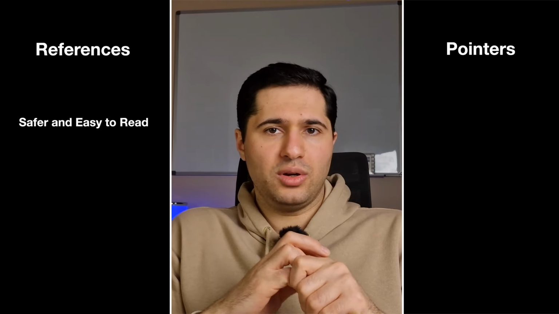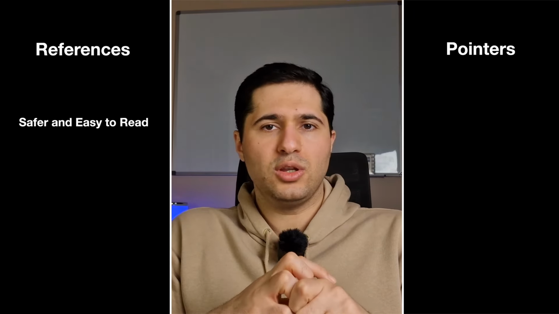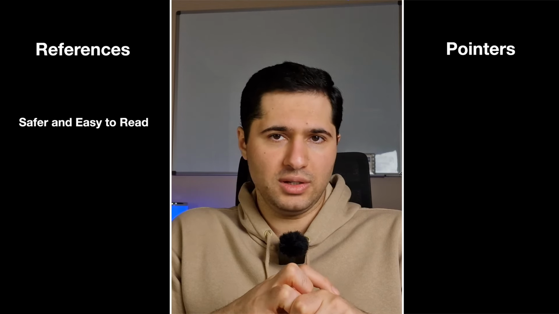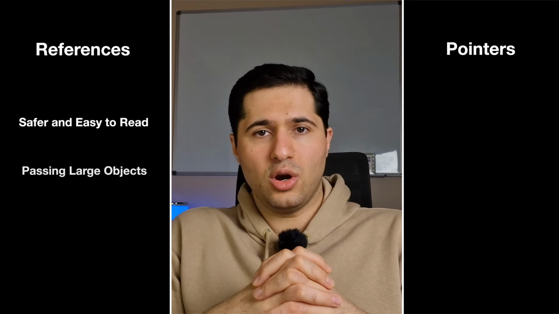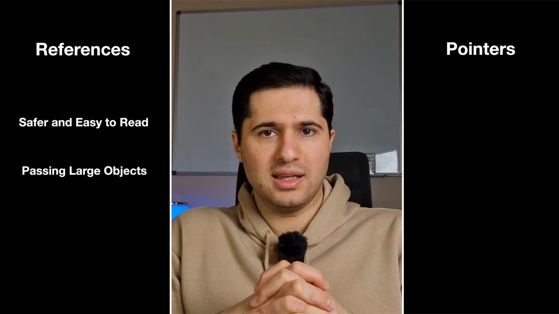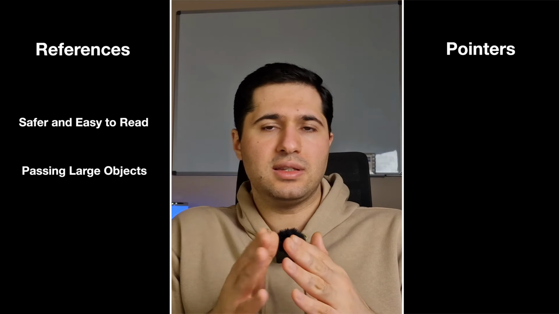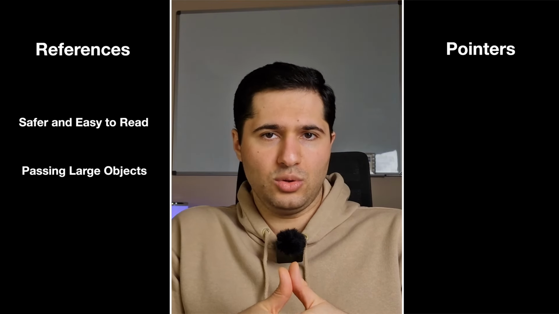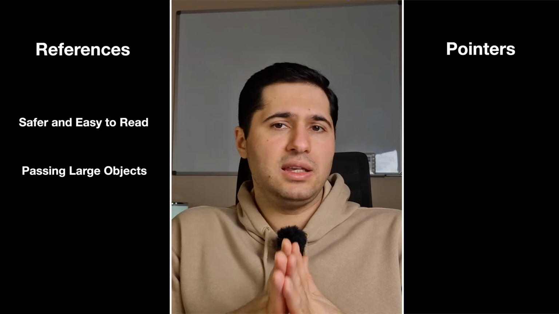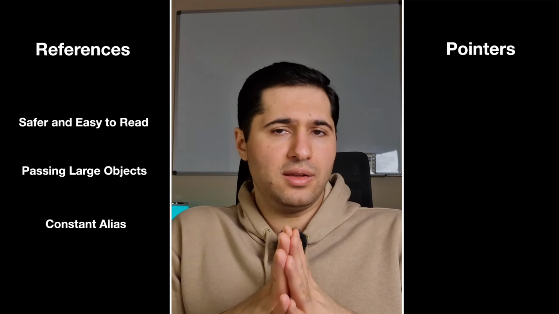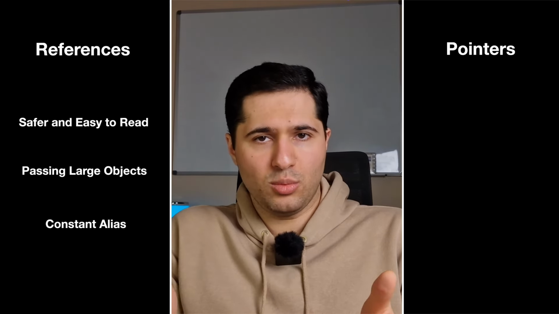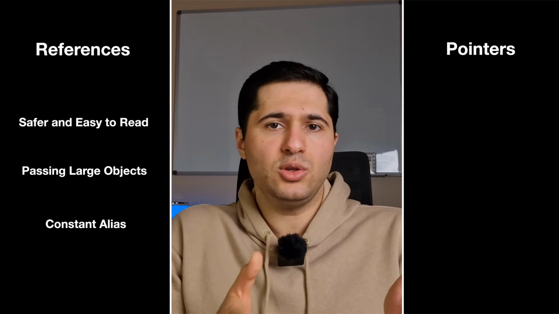When should we use a reference? When should we use a pointer? We have talked about a lot of points. Let's wrap up the points that we already discussed. If you want to have a safer program or easier to read programs, then you need to use references instead of pointers. If you want to pass large objects into functions as an argument, especially if efficiency is your high priority, you need to use references. Also, in the case of a constant alias for variables, which would live long in your program and you don't want to change, then you need to use a reference.